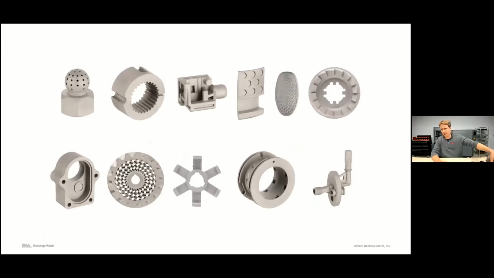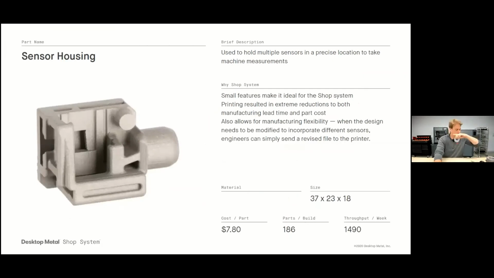Lots of cool parts that I have with me here today. These binder jetting parts are really, really impressive. So first part, this little sensor housing that I have here. This part is used to hold multiple sensors in a precise location to take measurements in a running machine. The small features on this part make it pretty ideal for the shop system, because it's very easy for the shop system to simply print in all these little features that you're seeing on this part here.